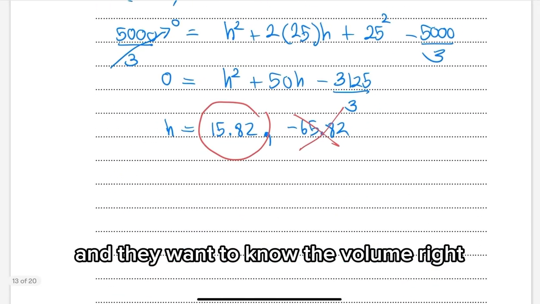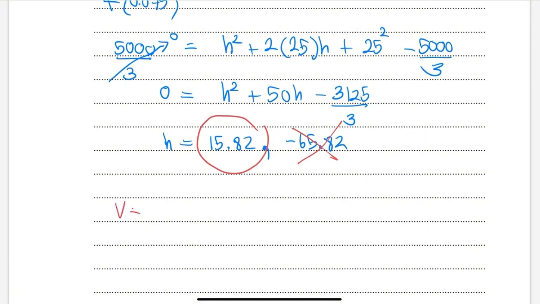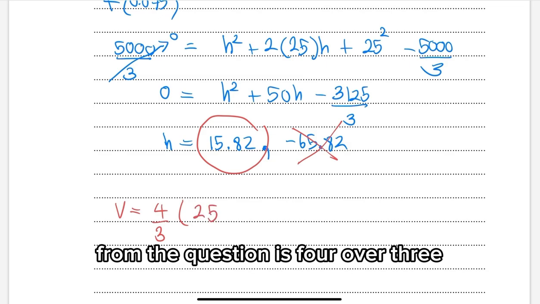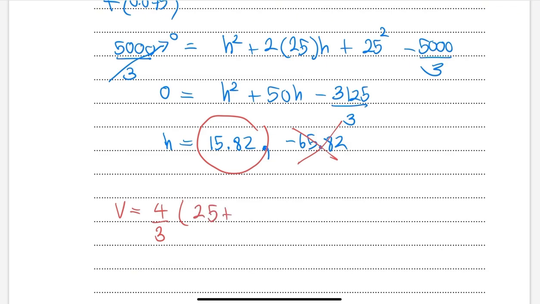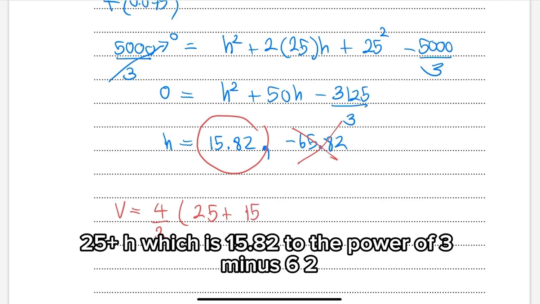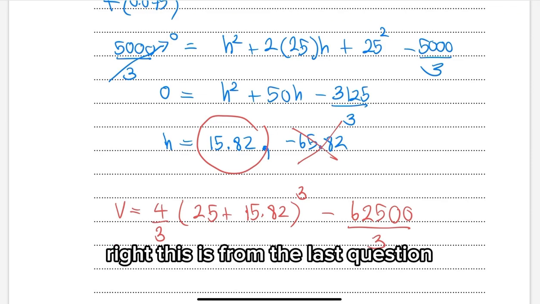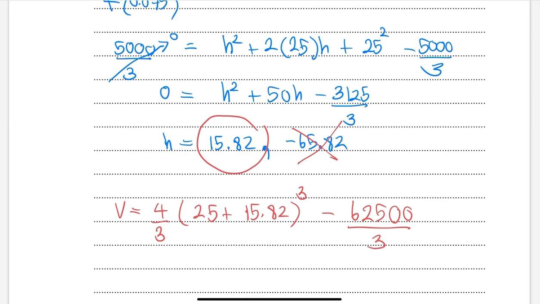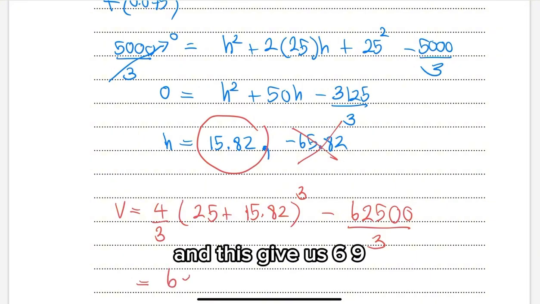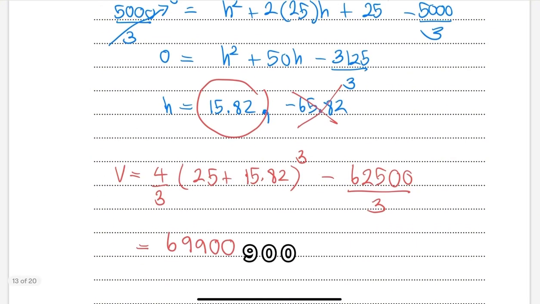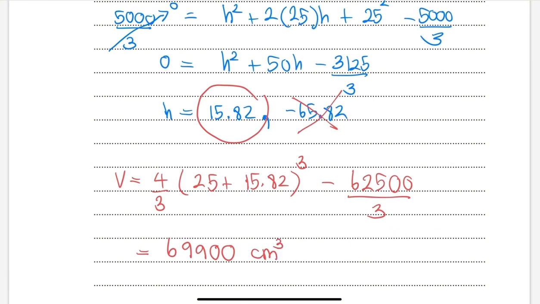And they want to know the volume, right? And the volume equation from the question is 4 over 3 (25 plus h), which is 15.82, to the power of 3 minus 62500 over 3, right? This is from the last question, and this gives us 69900 centimeters cubed.